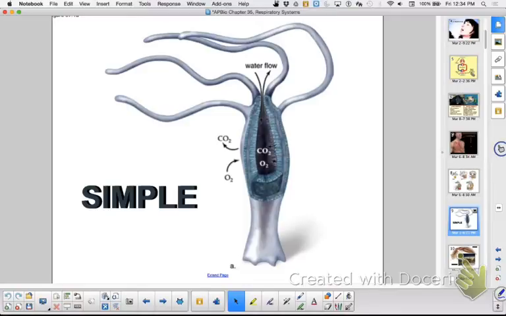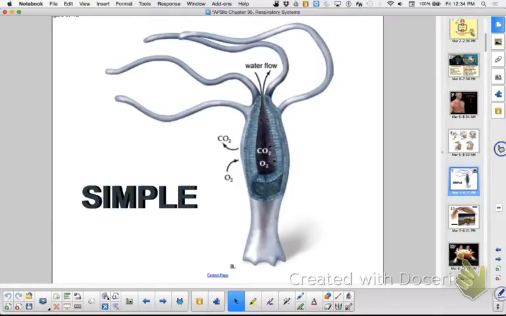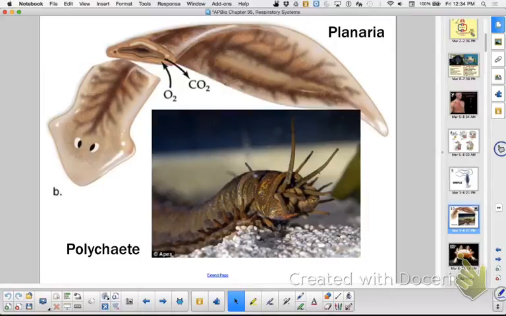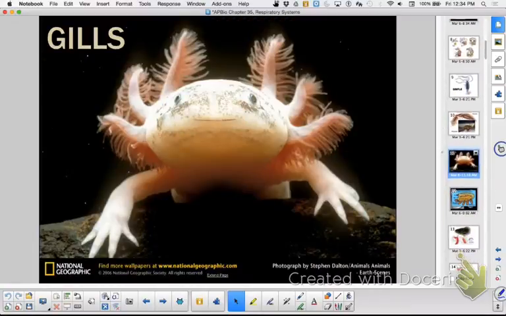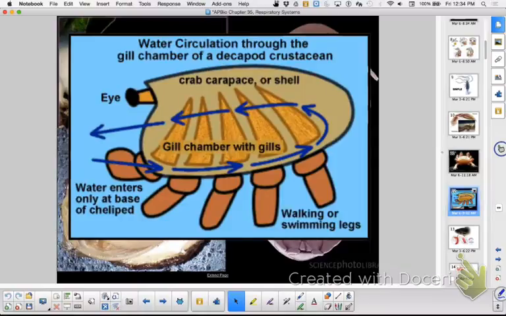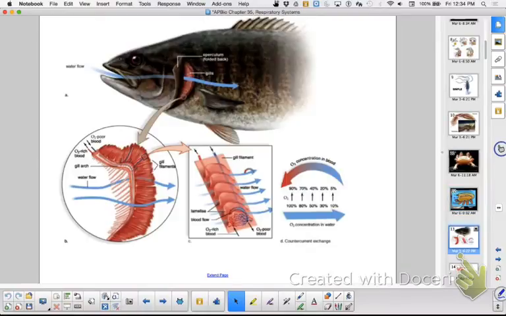Gastrovascular cavity, yeah. So your outside of the hydra is exposed to the water. The inside is exposed to water as well because of the branching gastrovascular cavity. Same thing here with your planaria. It uses its outermost parts of its body and then its branching gastrovascular cavity. A polychaete's just another worm. Here are some external gills, some internal gills, and then this takes us to the great fish example.